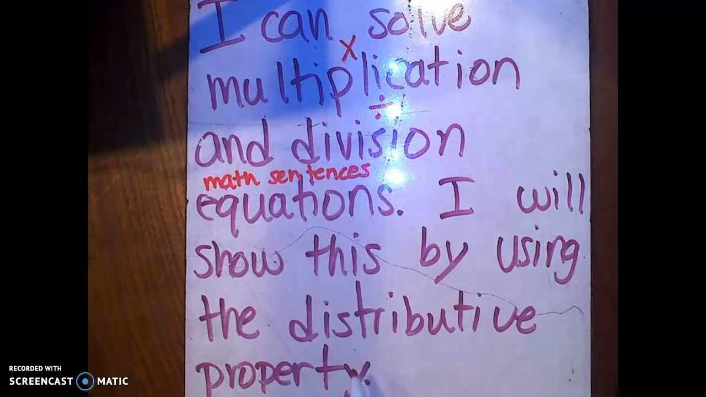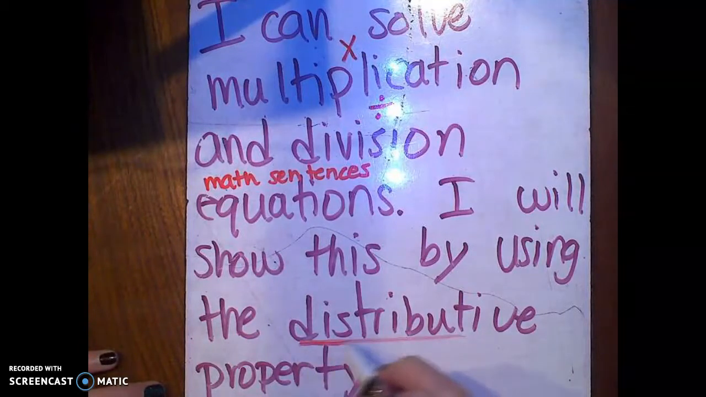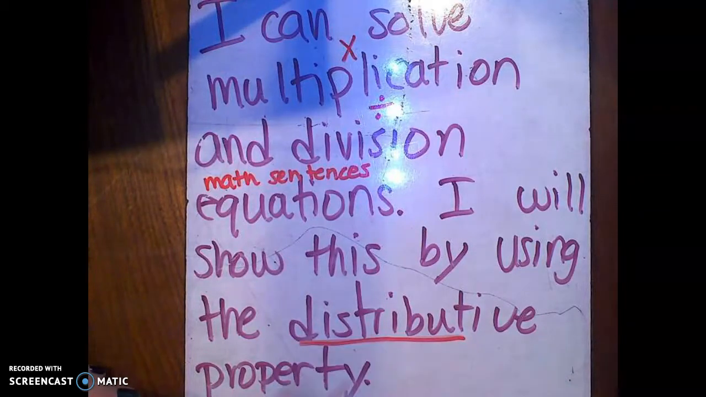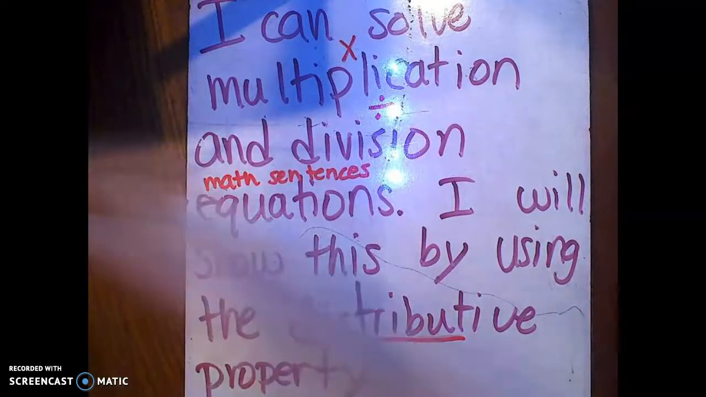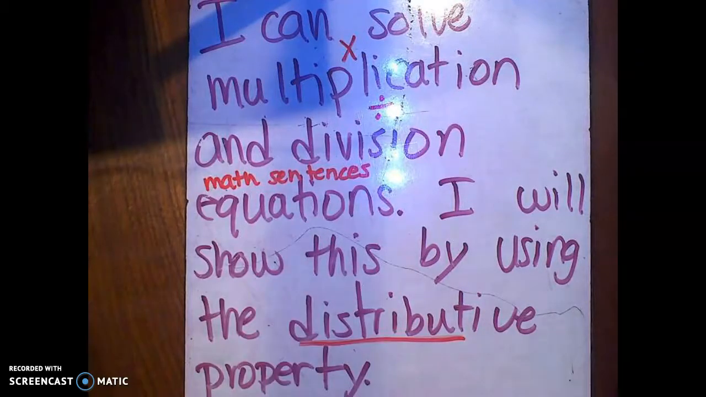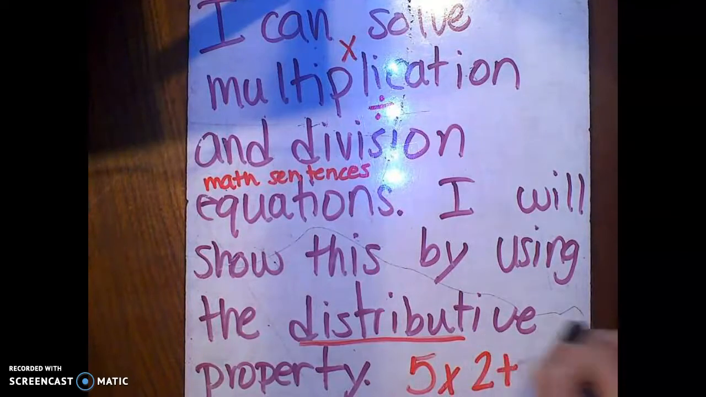So the word distribute actually means to pass out or to give out. Like whenever I hand you papers in class, I'm distributing the papers. I'm handing out the papers. So whenever we use the distributive property, it's like we're handing out the numbers. We're giving the numbers in a multiplication sentence. So if I have maybe 5 times 2 plus 3.